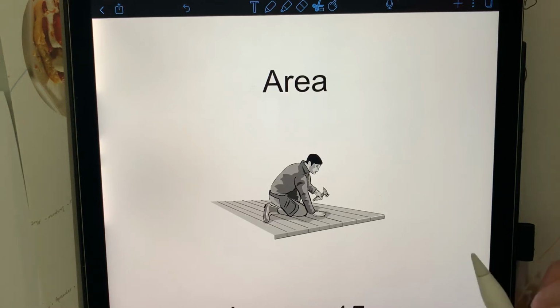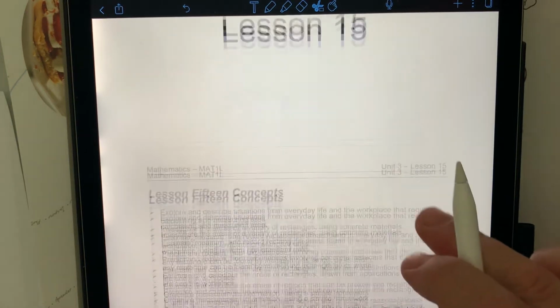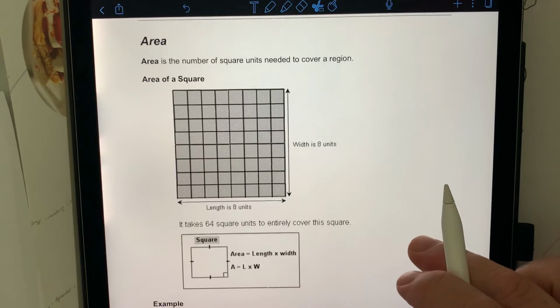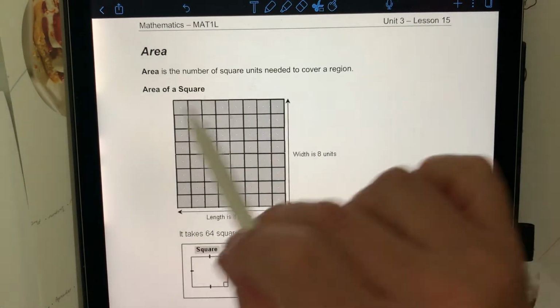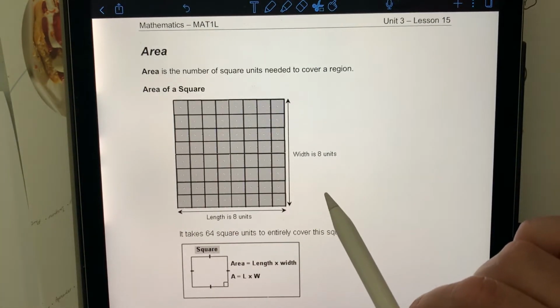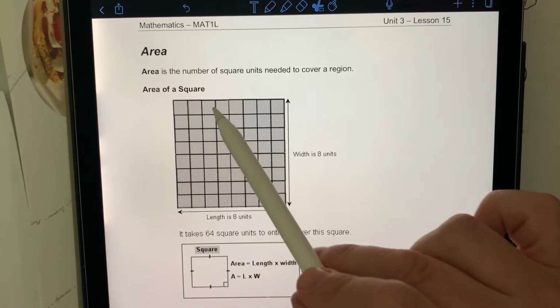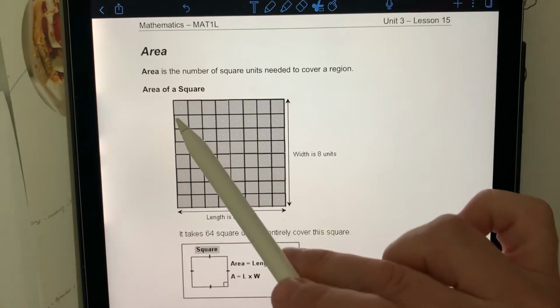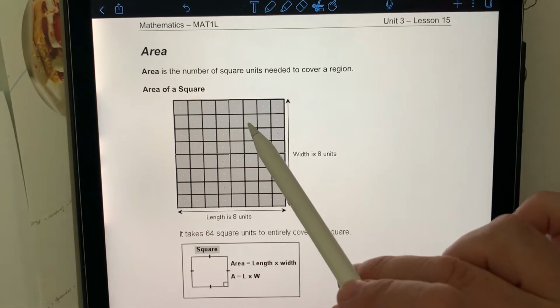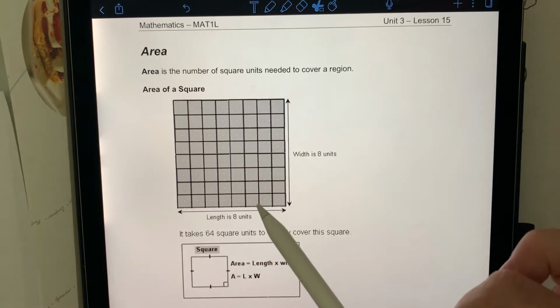Today let's talk about area. So how many tiles are there in this thing? One way to go about it is to count them one by one. 1, 2, 3, 4, 5, 6, 7, 8, 9, 10, 11, 12, 13, 14, 15, 16. But that would take too long, right?